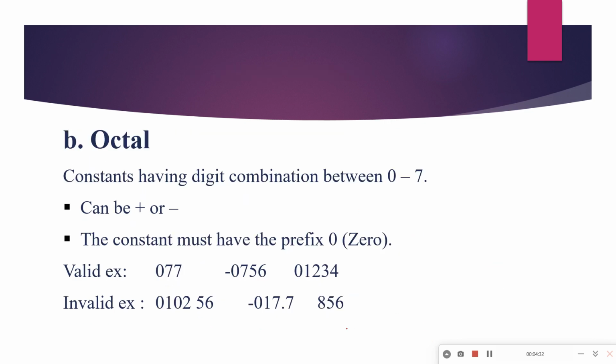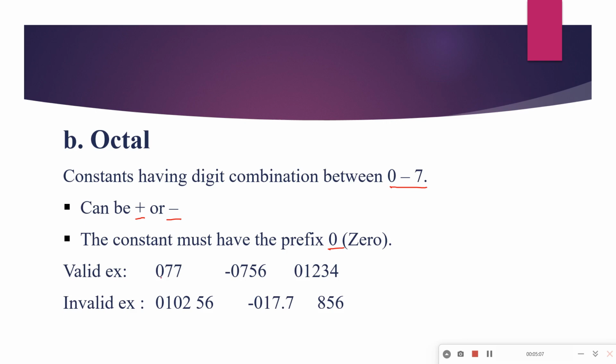Next we will go for the octal. Octal means what? A combination of 8 digits, which ranges from 0 to 7. So in turn it contains 8 digits, right? And again the same things we need to follow. A number can be positive or negative, but the signs together, plus minus, cannot be included. And we will identify an octal integer constant by prefixing 0.